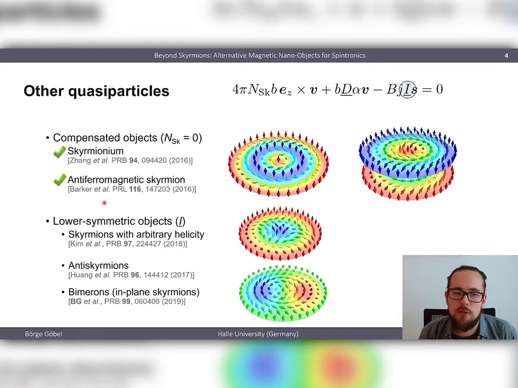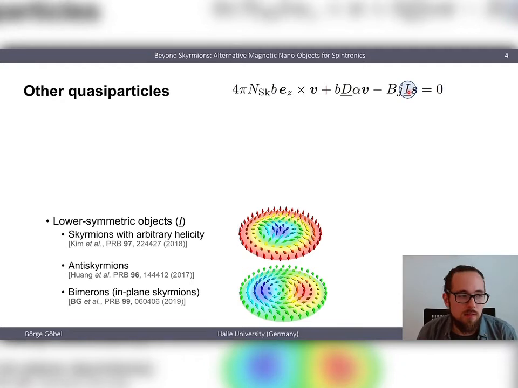However, it's also possible to consider objects that have a topological charge, and this includes these antiskyrmions and these bimerons here. And the whole trick is that they have a lower symmetry in terms of their in-plane magnetization. So what this means, for example, is you can rotate them, and this will change the tensor I. And then, therefore, the corresponding forces will reorient.